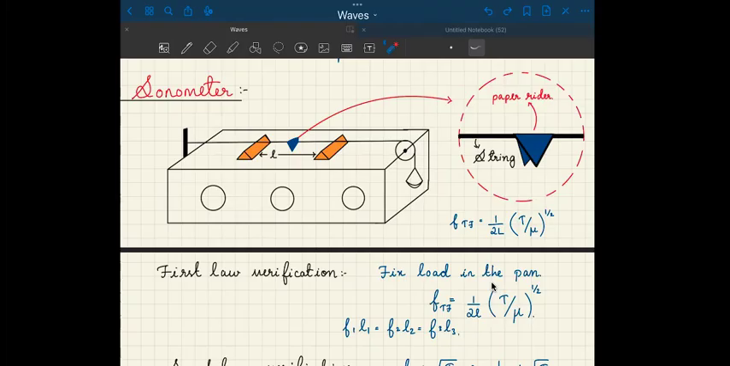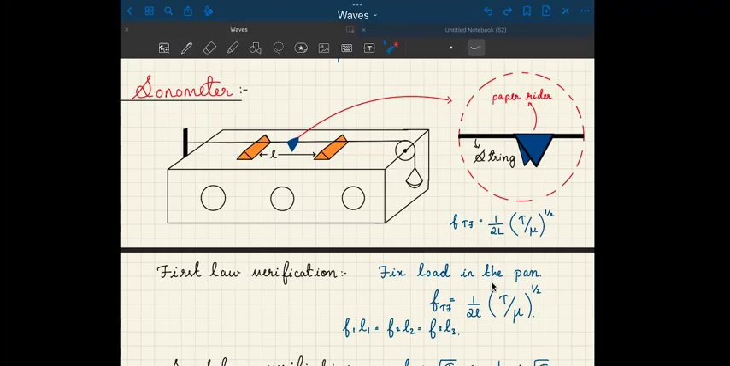So, how will I verify the first law? See this. For the first law, I will fix the load in the pan. I will take 3 different tuning forks: 512 Hz, 480 Hz, 420 Hz. I will excite 512 and place it on the box, and measure the corresponding resonating length. Similarly, 480, corresponding resonating length. Similarly, 420, corresponding resonating length. Now I have 3 frequencies and corresponding resonating lengths.